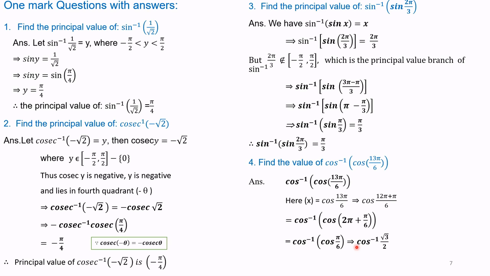Therefore, this becomes cos inverse of cos of pi by 6. Cos of pi by 6 is root 3 by 2, so this is cos inverse of root 3 by 2. Therefore, the answer is pi by 6. As it is, this is not needed. You can put cos inverse of cos as pi by 6. That is the answer.